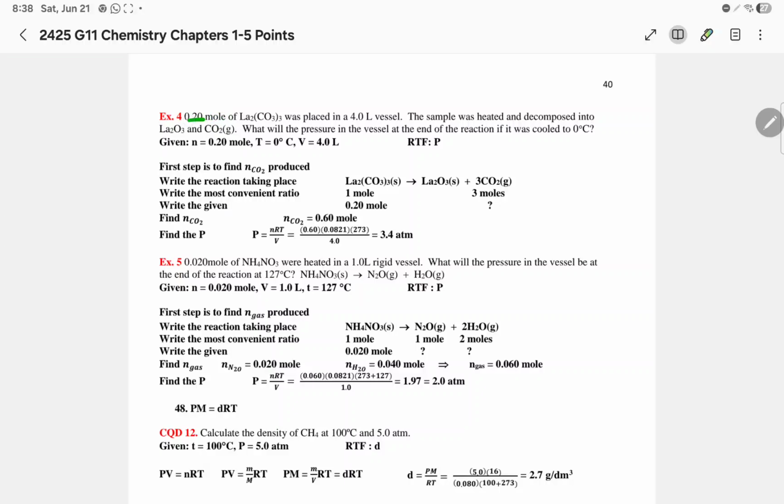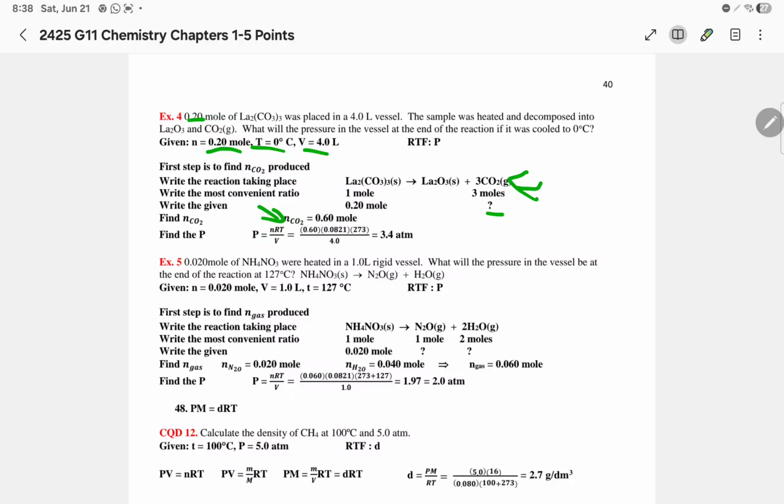So 0.2 moles of this, and it's a 4-liter vessel. They're asking for pressure. They gave us the moles, the temperature, and the volume. Now, we need to find the moles of CO2 produced by writing your equation, La2CO3, because they gave us the products. You have to just write a balanced equation. You're going to find that this is 3 moles. You're going to cross multiply. You're going to get the moles of CO2, which is this.